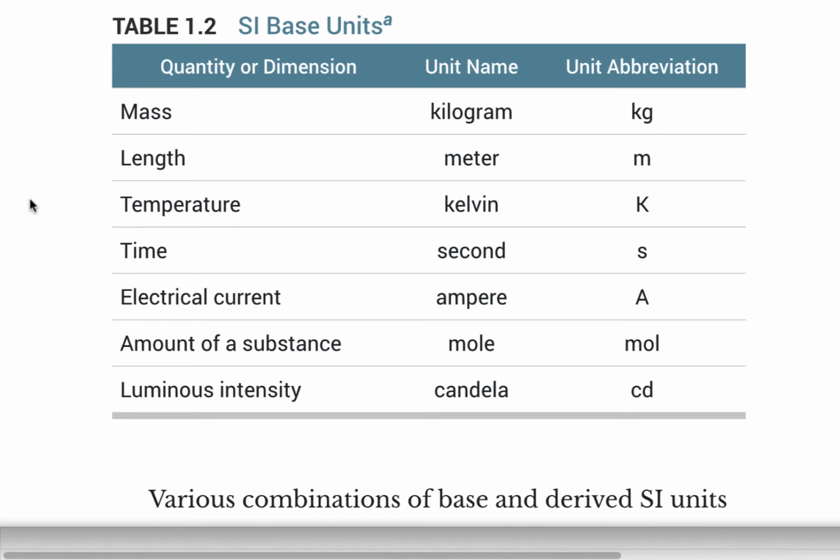So for the most part, we aren't going to need to worry about electrical current or luminous intensity. But we have kilogram, meter, Kelvin, second, and mole that we are going to be paying attention to as our base SI units. And then we're going to be modifying these base SI units with prefixes that allow us to look at factors of 10 that are either larger than or smaller than one of the base unit. So let's take a look at that table too.